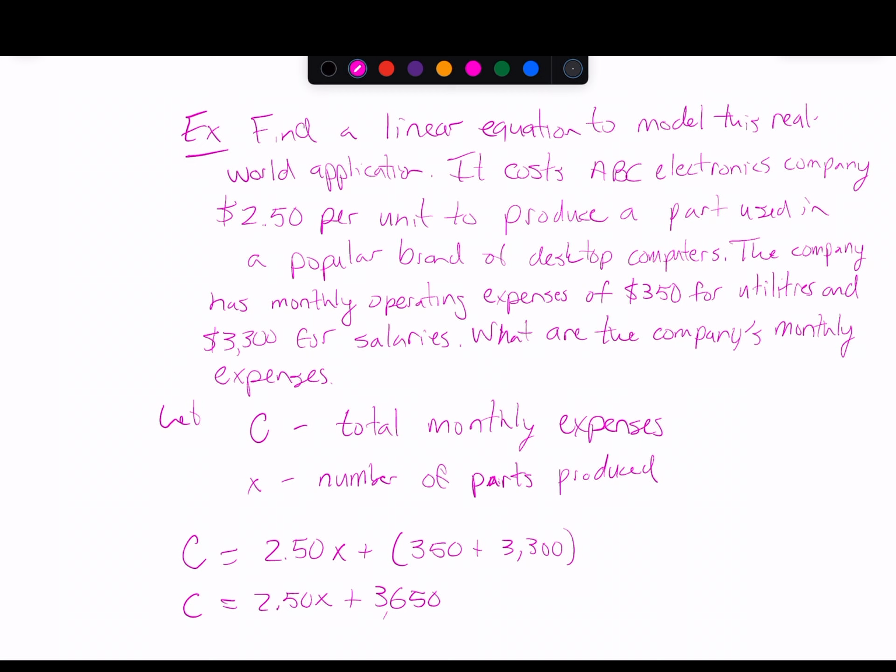So every part we produce will cost $2.50 to produce, and then the monthly cost of $3,650 will be there every month. So dependent upon the number of parts produced will give us the final value for C, or the cost for monthly expenses. Now again, when we're asked what the company's monthly expenses are, our answer is not a number. Our answer is this equation. So be sure you know what you're being asked for when you do a problem.